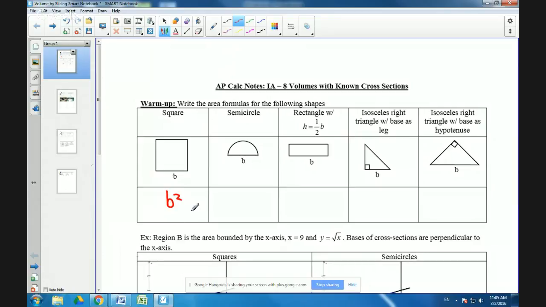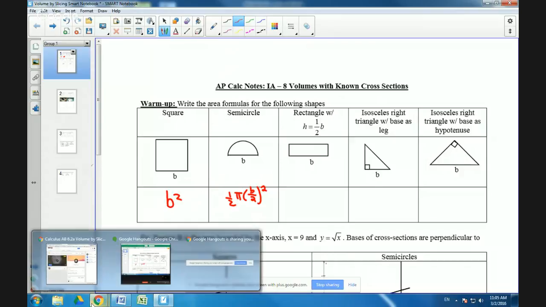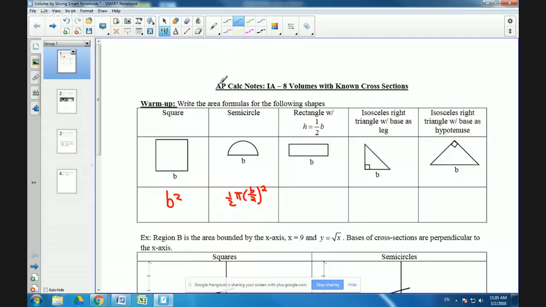Okay. What about the semicircle? 1/2 pi. Make sure it's b over 2, because it's pi r squared. Radius is half of b. Right? Make sure you're right there.